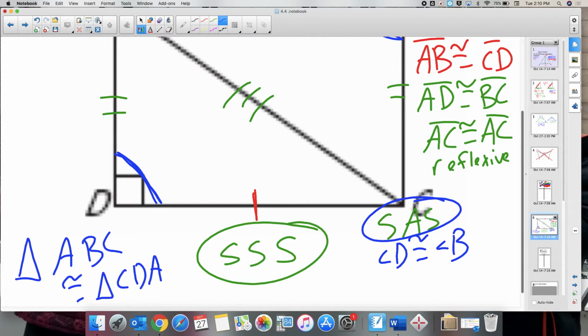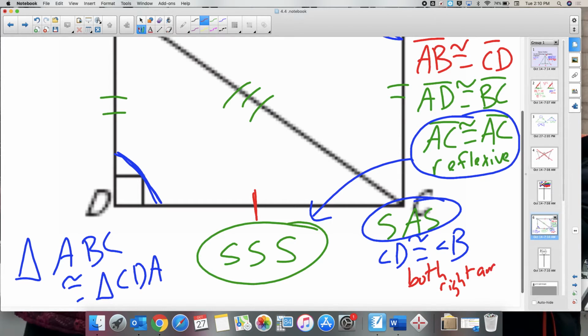And then it's up to you which way you would want to do it. Do you see the reflexive property and use SSS? Or did you see that angle A and angle D are both right angles, so they have to be congruent, and then I have SAS instead. You don't have to do it both ways, just one or the other.